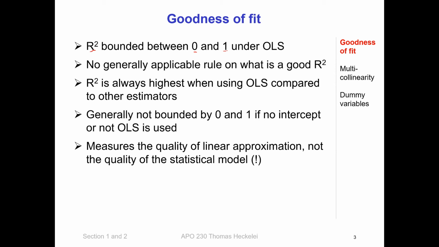So also, R-square is always highest when using OLS compared to the other estimator. Because why? Because when doing OLS, we minimize this, right? And that is what is in the subtracted term in the R-square. So this one is minimized already under OLS, therefore the R-square is always highest when using OLS.